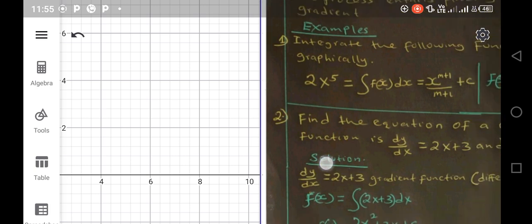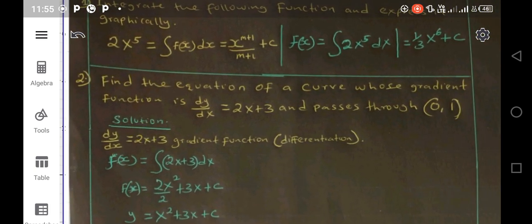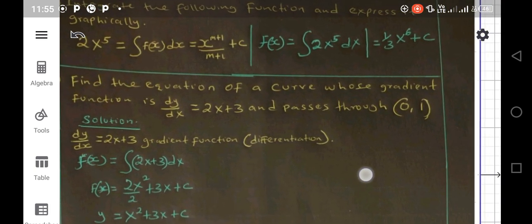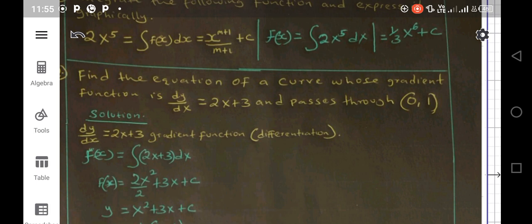Another question says: find the equation of a curve whose gradient function dy over dx is equal to 2x plus 3 and passes through point (0, 1). So now dy over dx is equal to 2x plus 3, the gradient function. Now it was differentiation, as you can see.